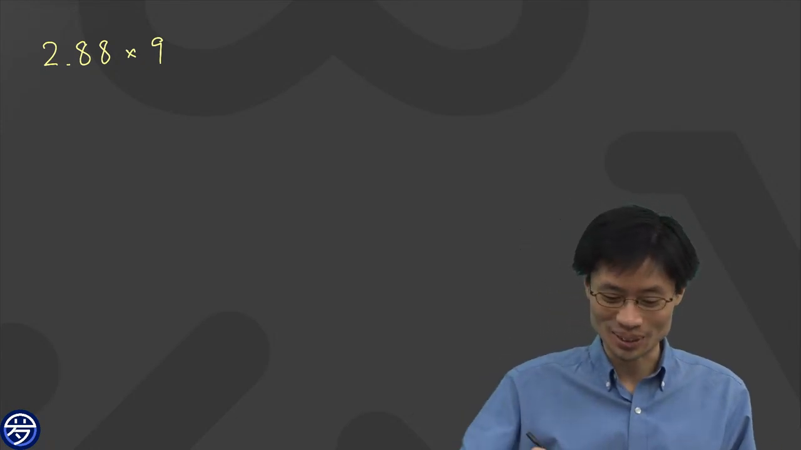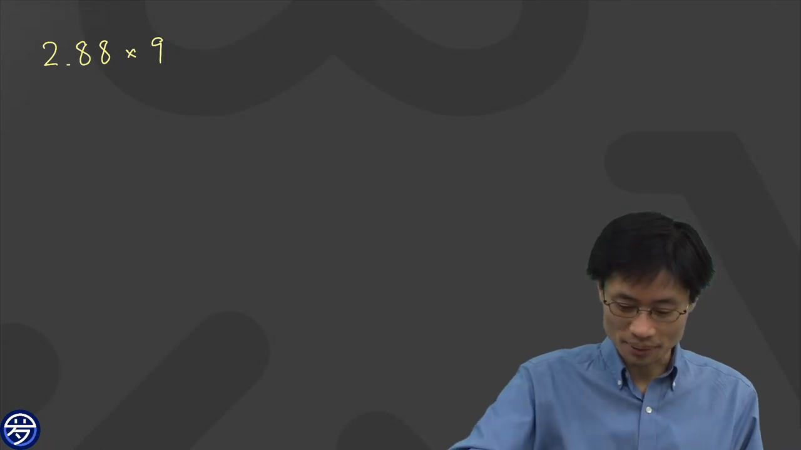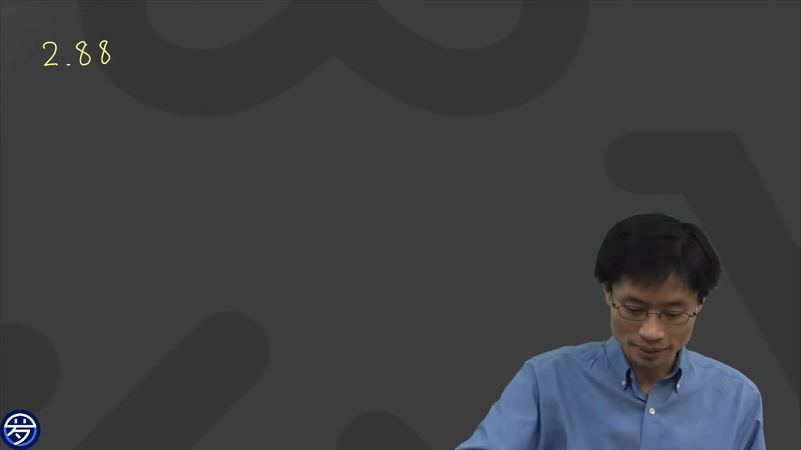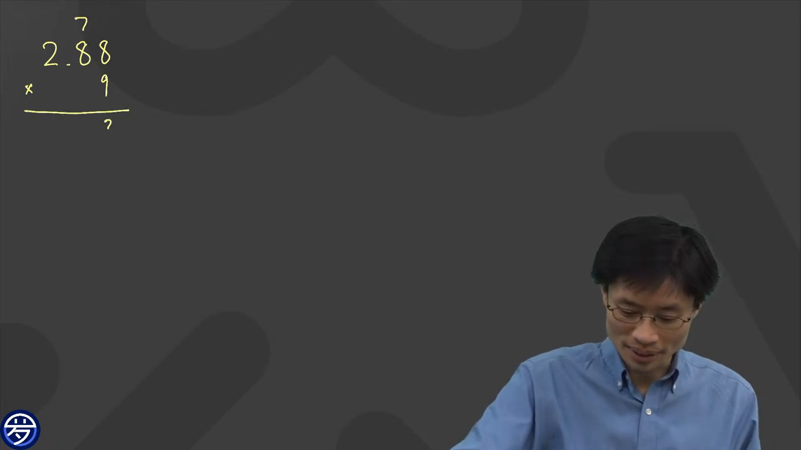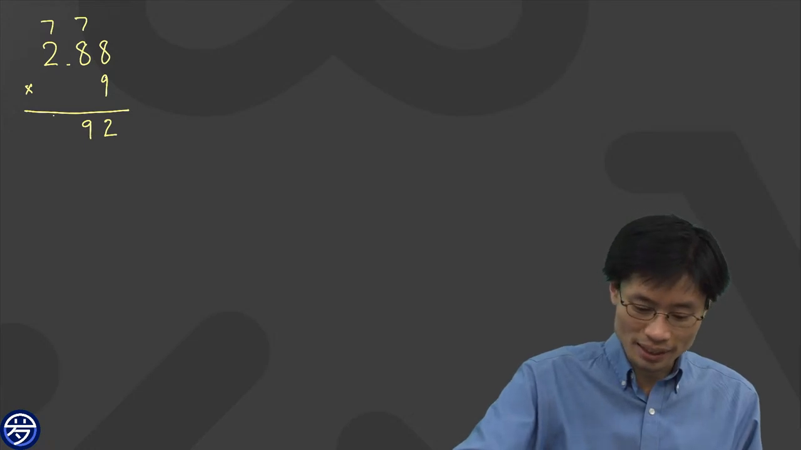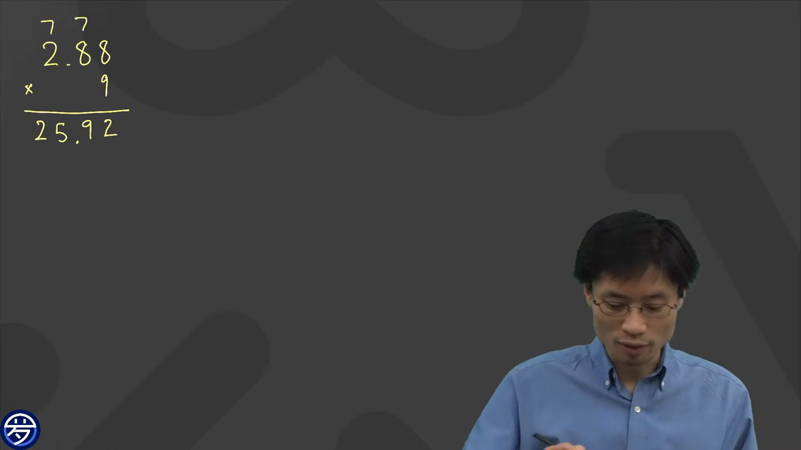Any particularly efficient ways to do this? I don't know. I guess we can try multiplying it, and then we might find something interesting as we do so. So I'm going to rewrite it this way. 2.88 times 9. 9 times 8 is 72. Hope we don't make a mistake. 72, carry the 7, plus 9 times 8 is 79. 9 times 2 is 18. 18 plus 7 is 25. So it looks like 25.92.